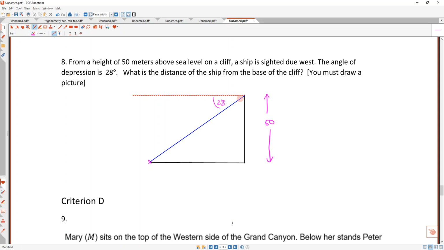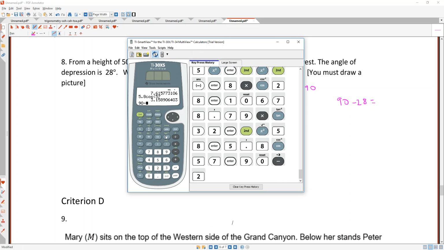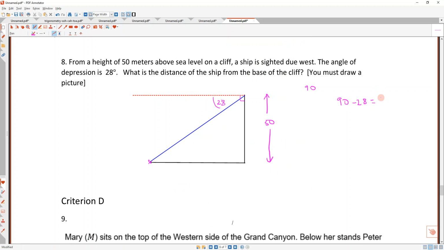Okay, so that is 28. Now this whole angle here is 90 degrees. So if this is 28, then this one is 90 minus 28, which is equal to, I'm going to use my calculator so I don't make any silly mistakes, 90 minus 28, 62. So this one is 62.